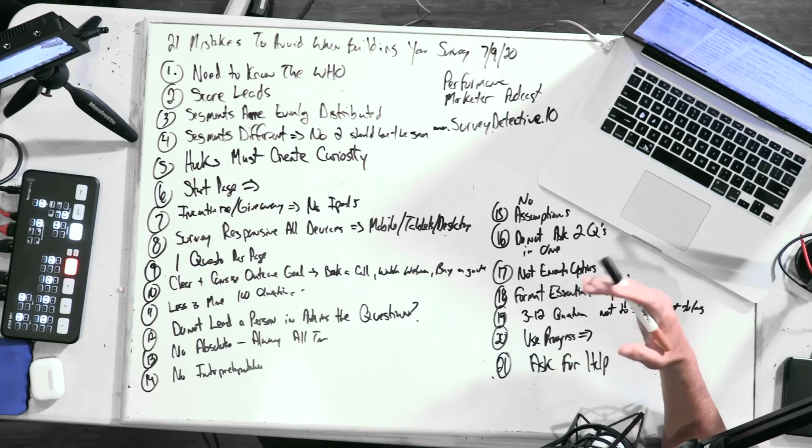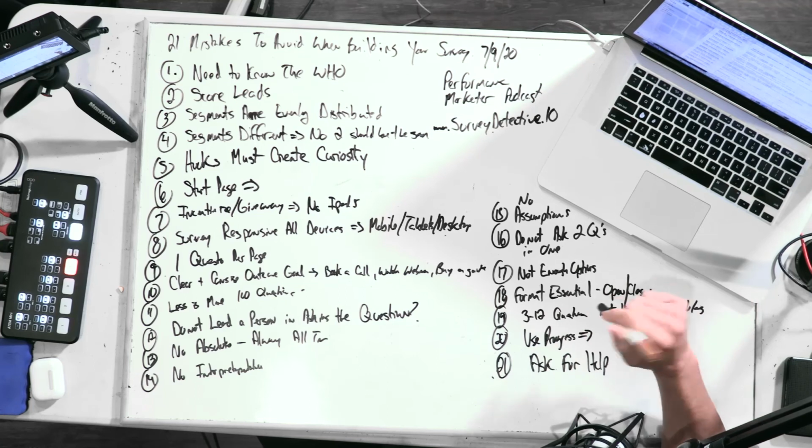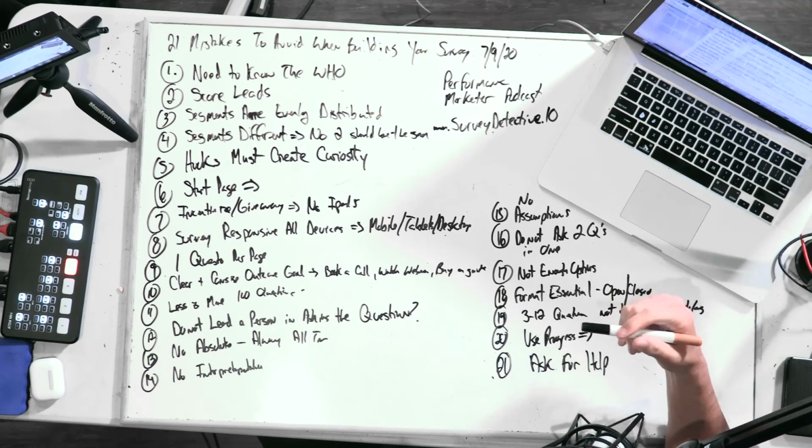Number 8, make sure that your surveys are responsive to all your devices. Number 9, 1 question per page. Don't have tons of questions on 1 page. Don't overwhelm the person when they're taking the survey and they see it and like, oh my goodness, and they'll drop off before they even start. Number 10, make sure you have a clear and concise outcome goal.